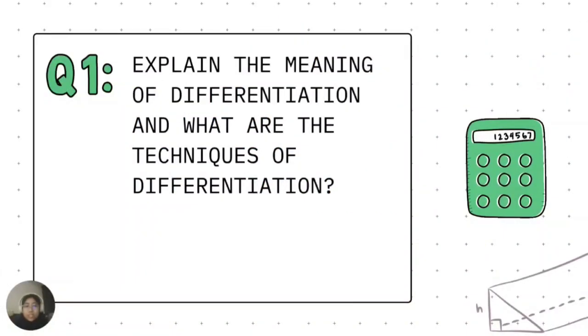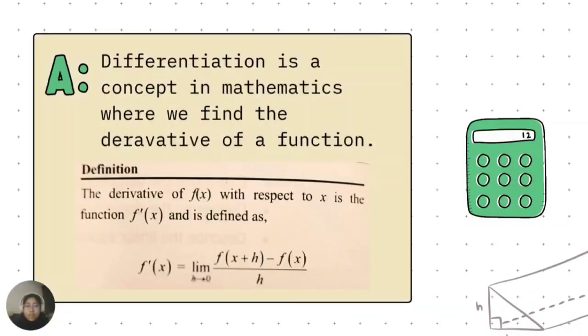The first question is: explain the meaning of differentiation and what the techniques of differentiation are. Differentiation is a concept in mathematics where we try to find the derivative of a function. The derivative of f(x) with respect to x is the function f'(x), defined as f'(x) equals the limit as h approaches 0 of (f(x+h) minus f(x)) over h.